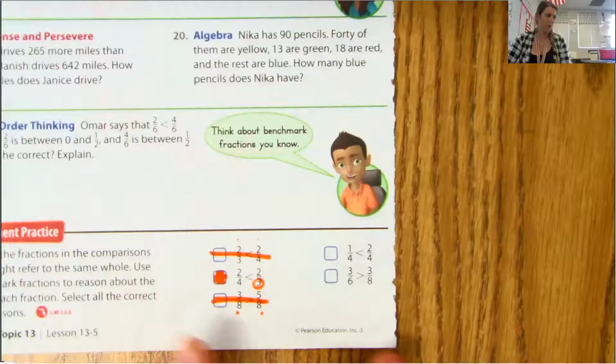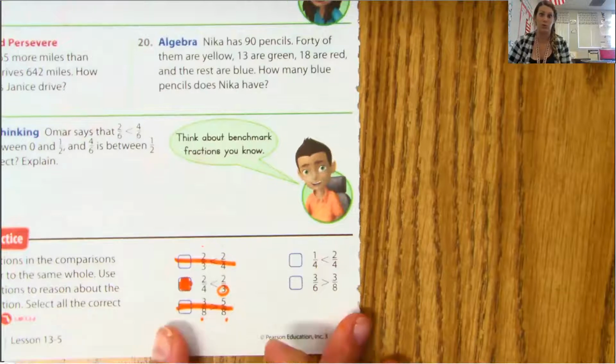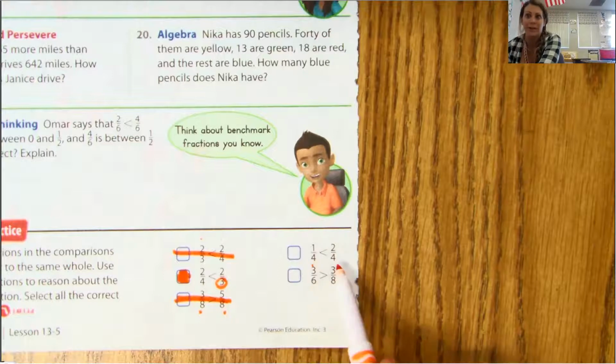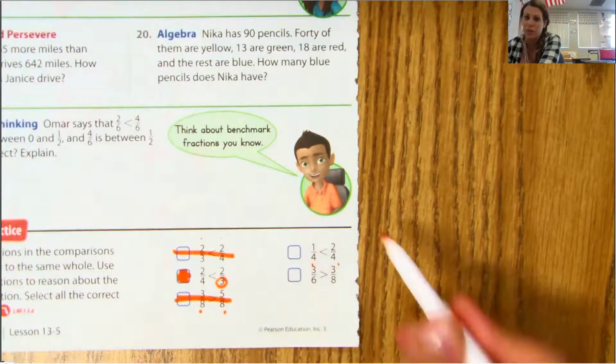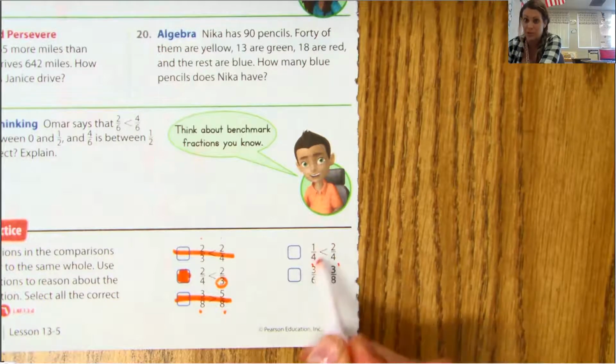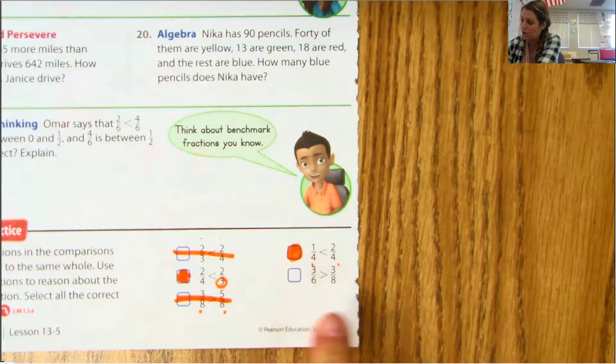Okay. Which one? There's 2 more left. Let's see. 1/4 and 2/4. Denominator is the same. We look up at the numerators. The greater numerator is the greater fraction. So would this one be correct? Yes.